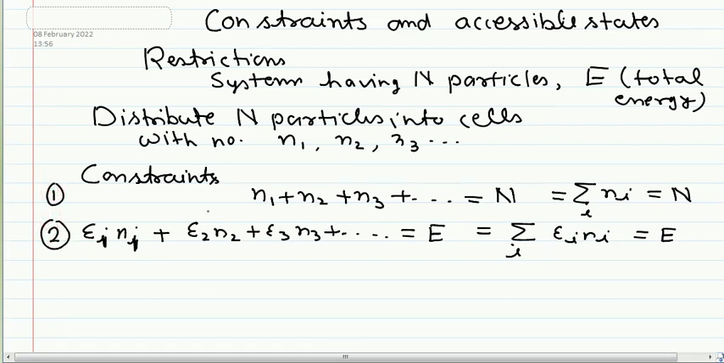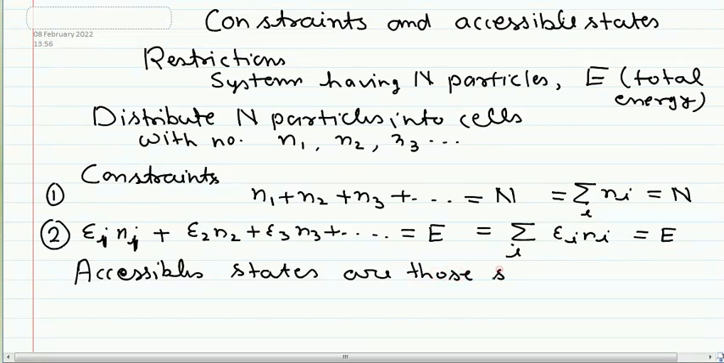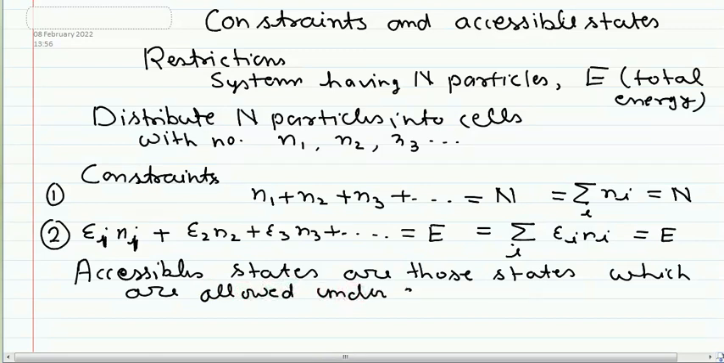And then accessible states. So accessible states are defined as those states which are allowed under given constraints.